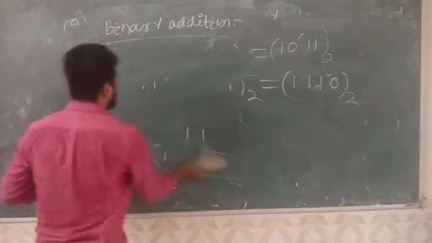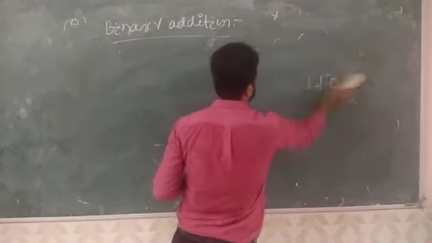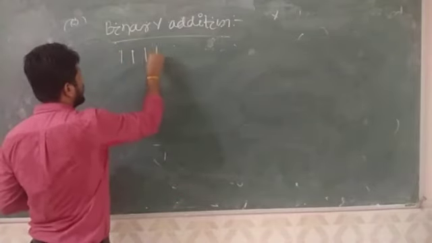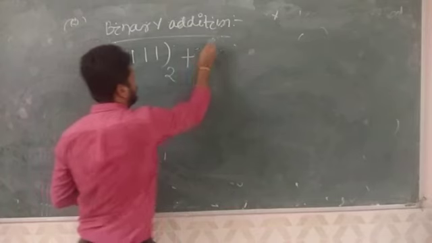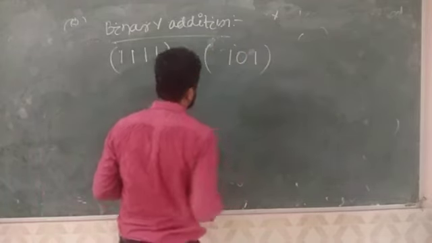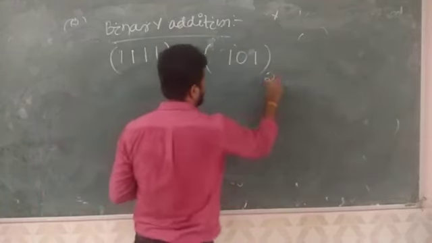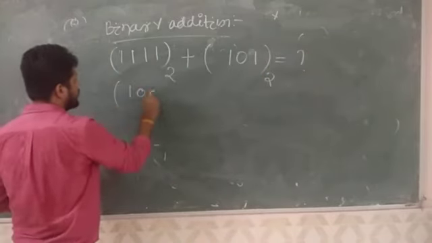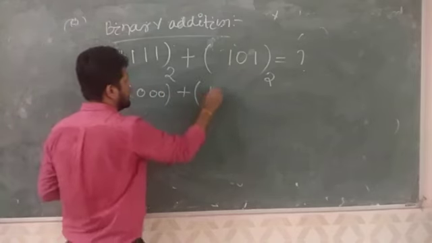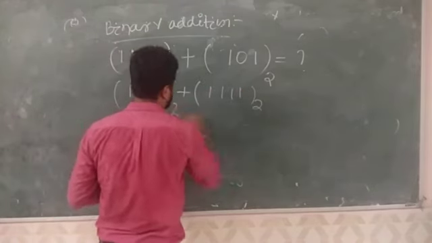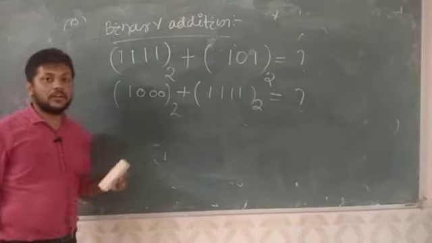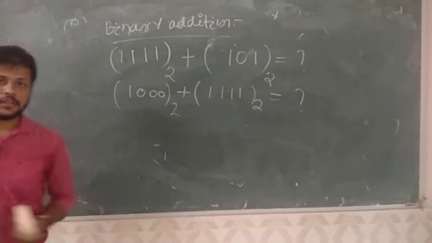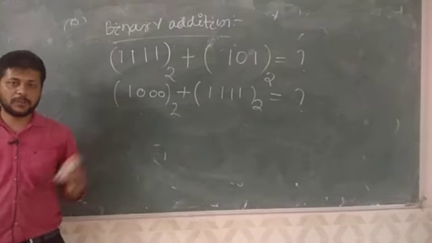So I am going to give you homework questions on binary addition. That is 1111 base 2 plus 101. You just need to find the binary addition. And the second question is 1000 plus 111. Just try to find the solution of this binary addition. Thank you. Next class we will see the subtraction, division and multiplication of binary numbers.